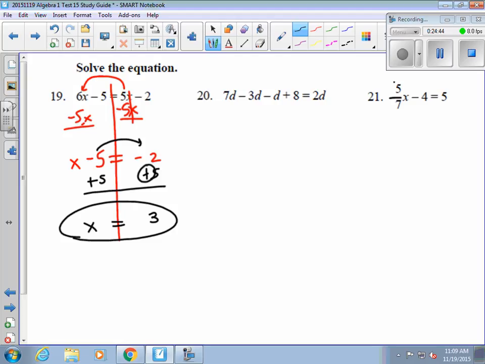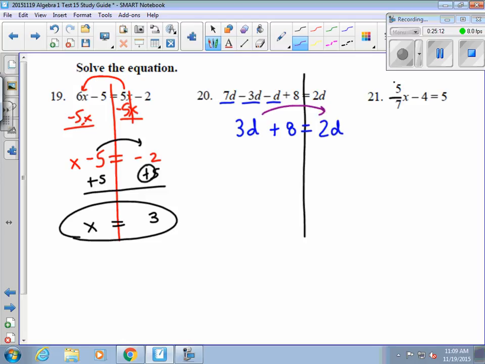For number 20, you need to combine before you try to undo anything. You have to combine your like terms, 7d, negative 3d, and negative d. So 7d minus 3d is 4d, and 4d minus d is 3d. So we have 3d plus 8 is equal to 2d. Now we have an equation that has variables on both sides again, just like number 19 was. We brought the smaller variable over the last time, but now since 8 is on the left, let's bring over 3d to the right.